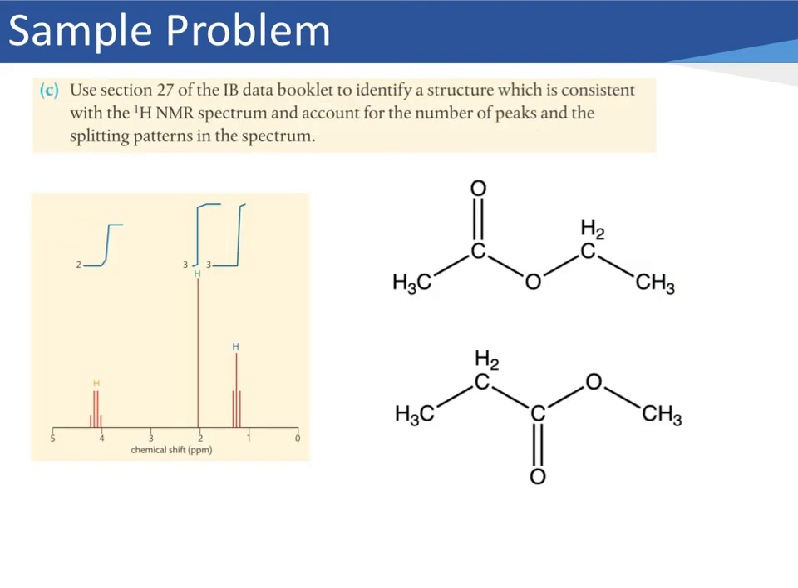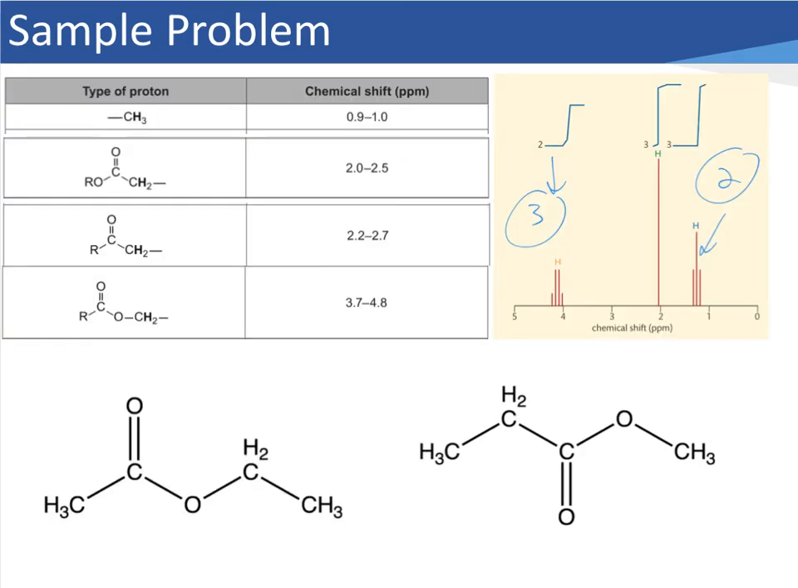These are the 2 structures that I found that have 3, 2, 3 for the hydrogen environments. This is ethyl ethanoate and methyl propanoate. They're very similar structures, but they're slightly different. All right, let's take a look now.